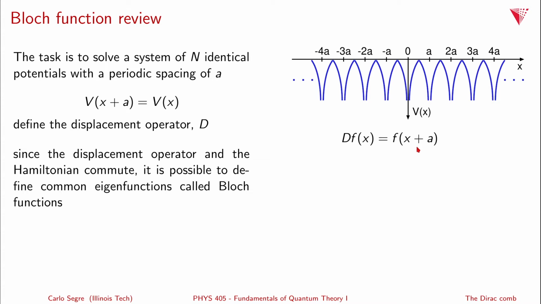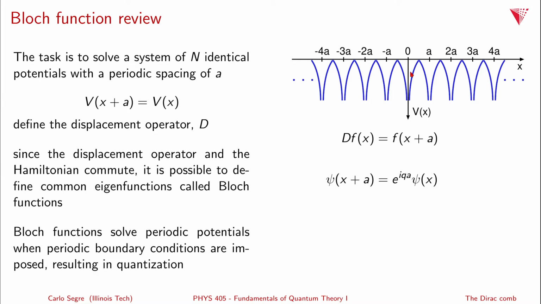Since the displacement operator and the Hamiltonian commute, it was possible to define common eigenfunctions of the two, called Bloch functions. That is, they're eigenfunctions of D and eigenfunctions of the Hamiltonian, whatever that Hamiltonian would be. And this results in a wave function that is periodic. That is, psi of x plus a is equal to psi of x times some phase factor, e to the iqa. So what that means is that when you have a particular function in this period, then it would be the same function in this period, just moved over, but with a phase factor.